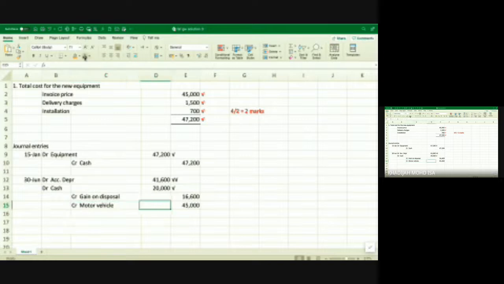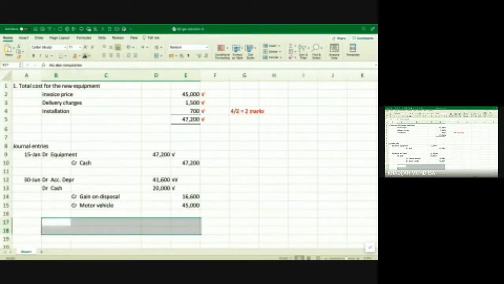Alright, motor vehicle you're going to credit, correct? And then this one, how do you get that 41,600? Anyone? 45,000 minus 3,000 over 5 years times 4, isn't it? 8,400 times 4. It should be 33,600, right? Do you get the same answer as me or do you get 41,600? Same with you. Okay. Divide by 5 times by 4. So can we have 33,600 here?